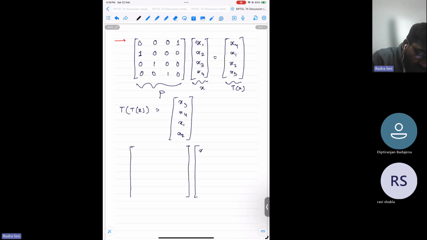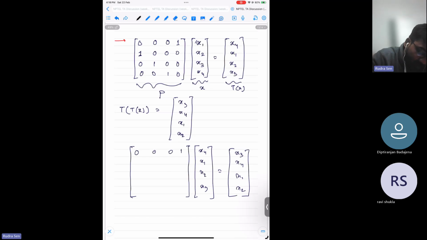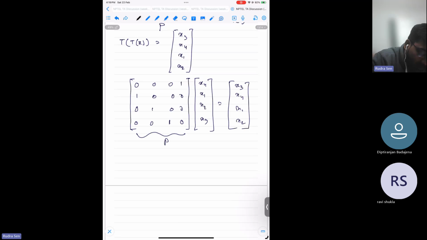Now here the vector is x4, x1, x2, and x3, and what I'm getting is basically x3, x4, x1, and x2. So the same P matrix should apply, because x3 is moved back to the first position, the first position element moves to the second position, the second moves to the third, and the third moves to the fourth. So this is also a P matrix.